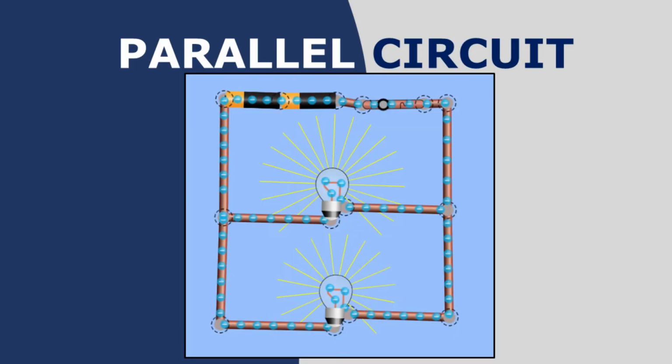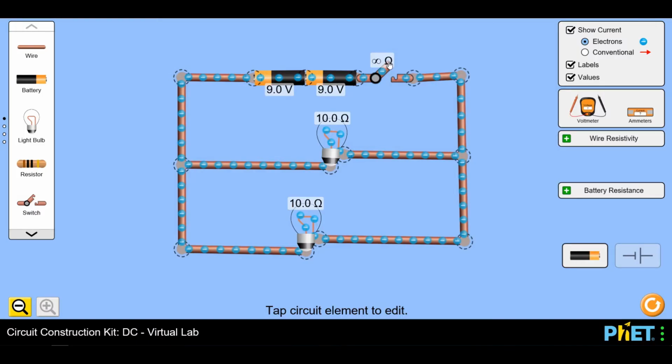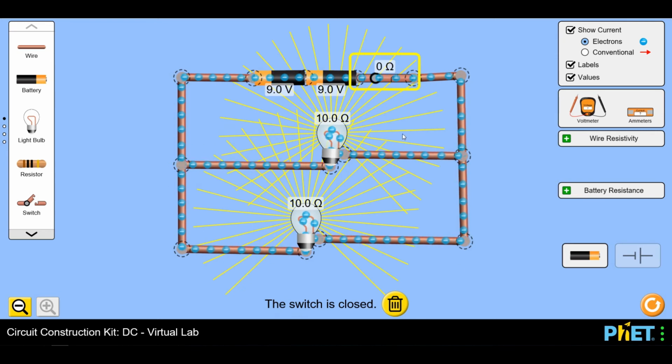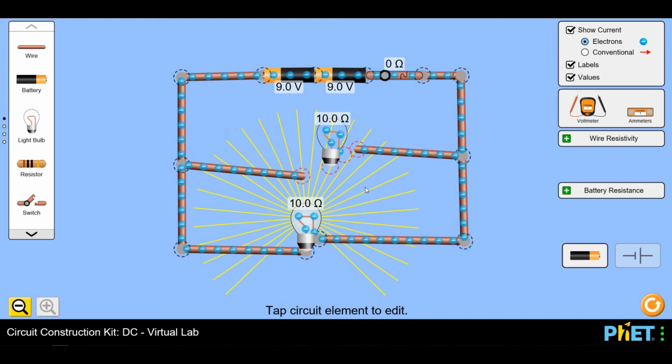This is a parallel circuit. Notice how the components are arranged. This time, notice that there are more than one path for the flow of electrons for the 2 bulbs. When one of the bulbs was disconnected, what happened to the remaining bulb? Did the electrons continue flowing?